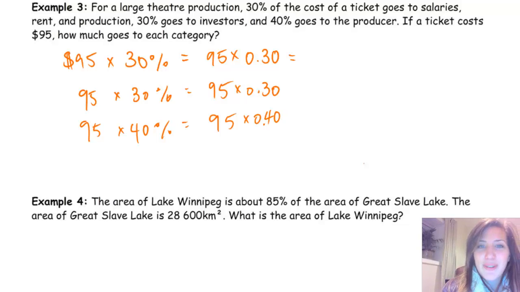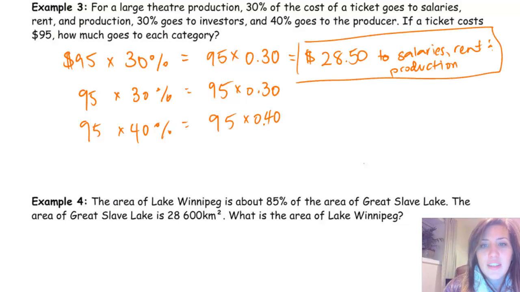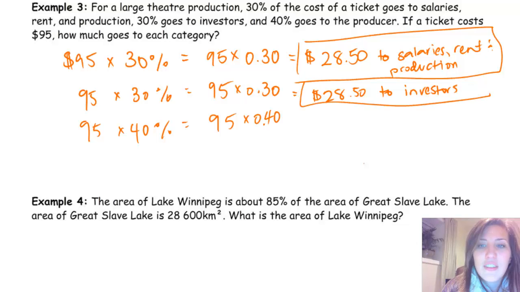So 95 times 0.3, if you plug that into your calculator, you should get $28.50 to salaries, rent, and production. And since we have the same question next, $28.50 is also going to go to investors. And 95 times 0.4 gives us $38 per ticket to the producer.